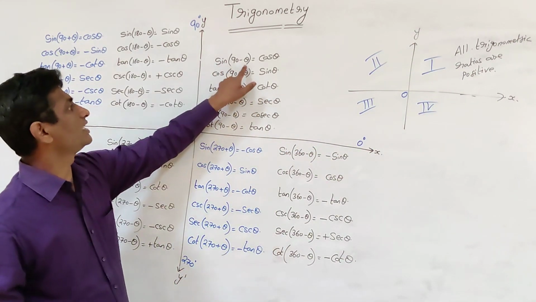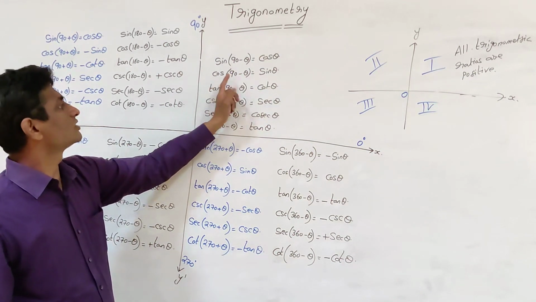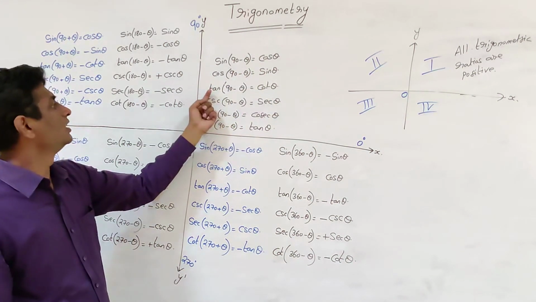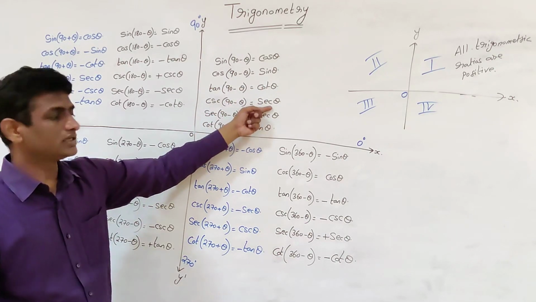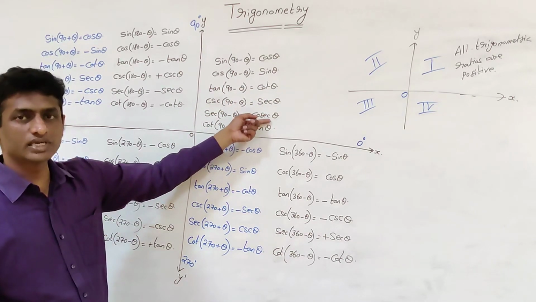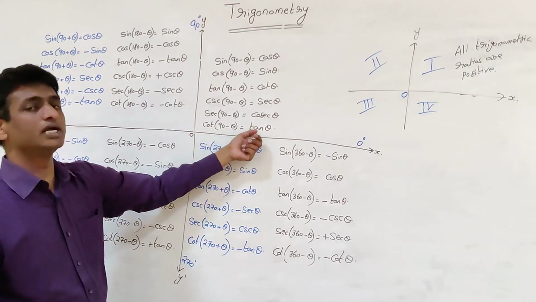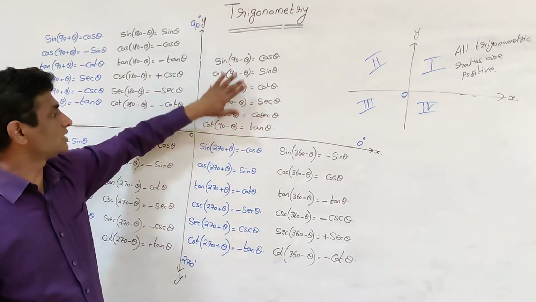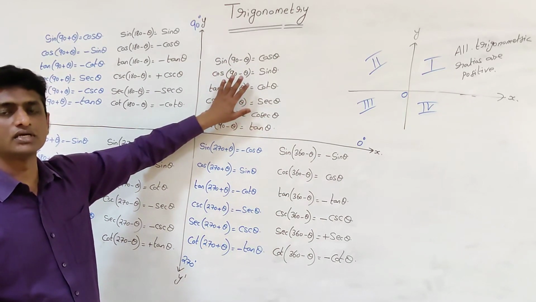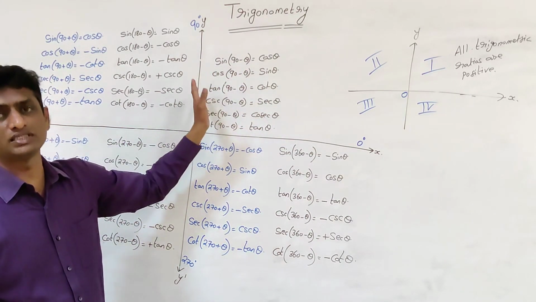That is, sine of 90 minus theta is cos theta, cos of 90 minus theta is plus sine theta, tan of 90 minus theta is plus cot theta, cosecant of 90 minus theta is secant theta, secant of 90 minus theta is cosecant theta, cot of 90 minus theta is tan theta. These are the trigonometric ratios of 90 minus theta. Now coming to 90 plus theta.